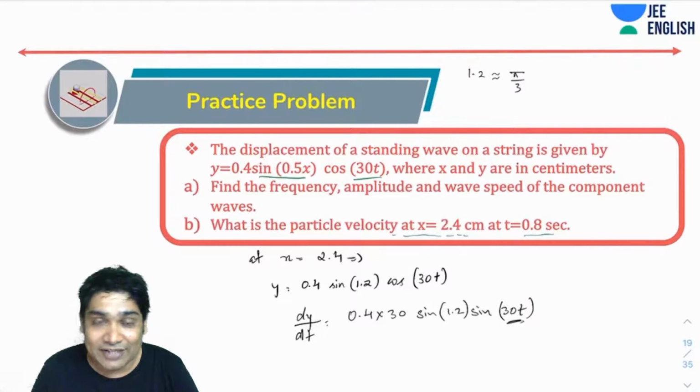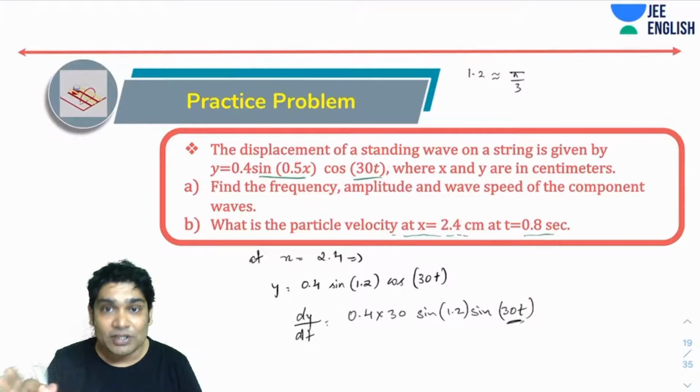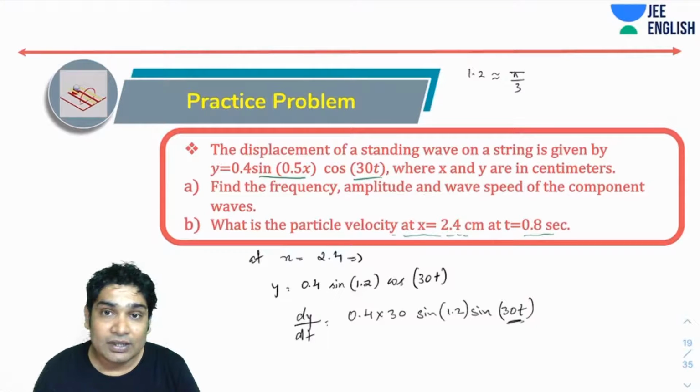Whichever particle's velocity or acceleration you need to find, just put the value of x, find the SHM equation for that particle, and then you can derive the expression for velocity or acceleration of that particle. Okay, so I hope that is clear to all.